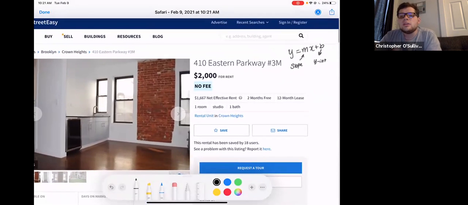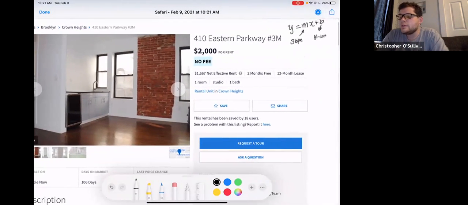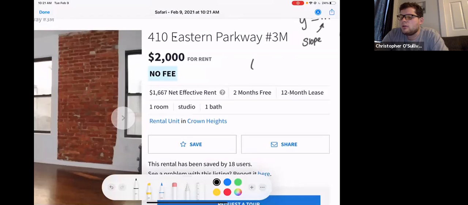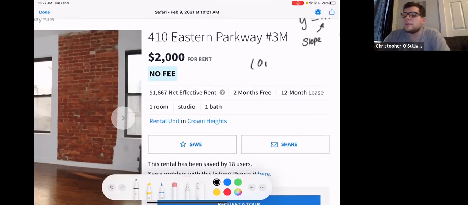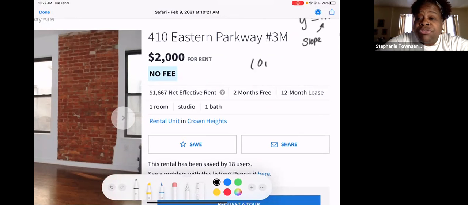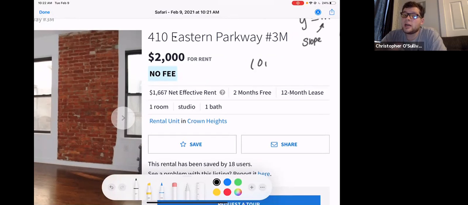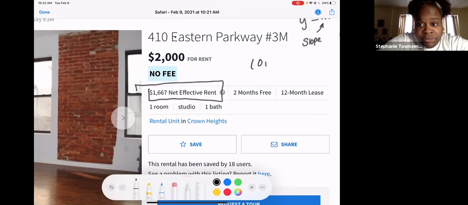So one of the things that we're looking at is what we're paying at month 0 and month 1. So Ms. Townsend, at month 0, this is a no fee apartment, correct? That is correct. So I don't have a broker's fee. Nope. So what is it that I have to pay for this apartment? You have to pay the first month's rent and a security deposit. Good. So just so we're on the same page, our first month's rent will be our $1,667, our net effective. But our security deposit will be the $2,000.